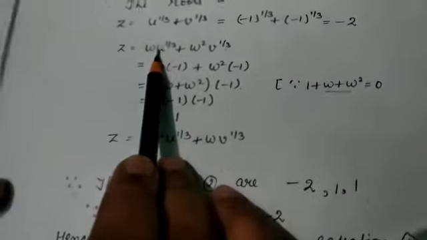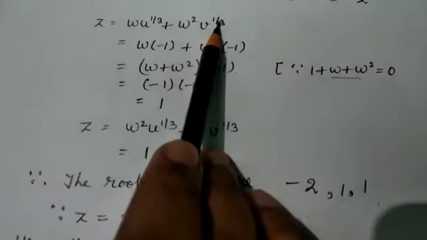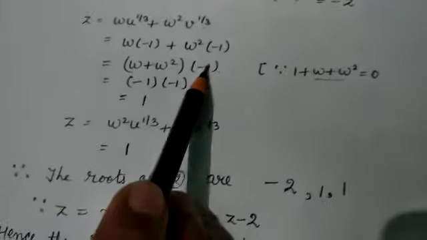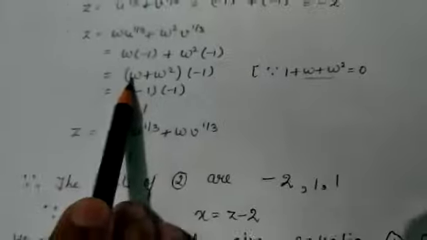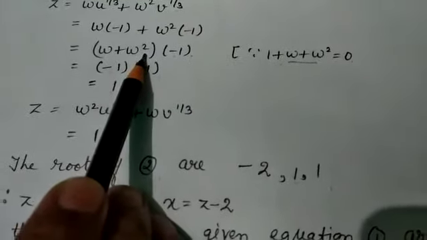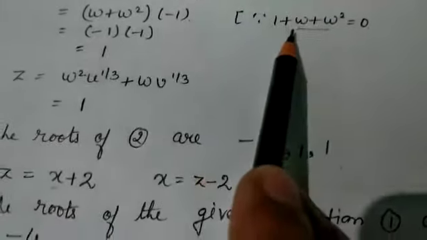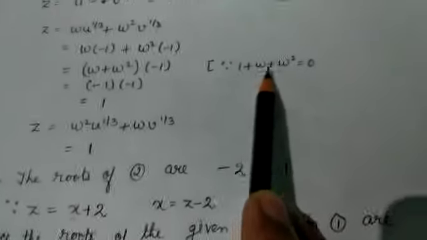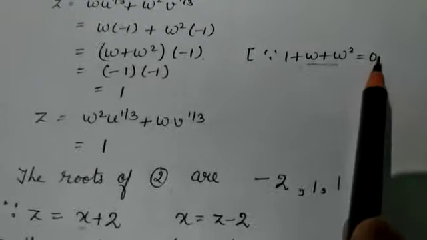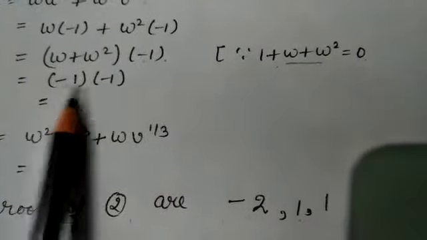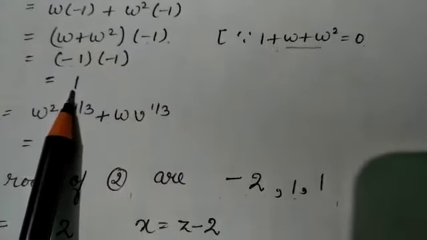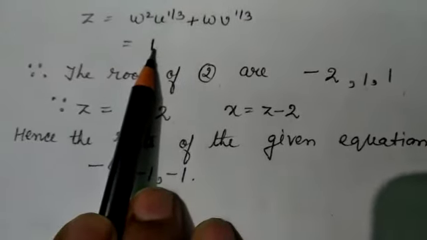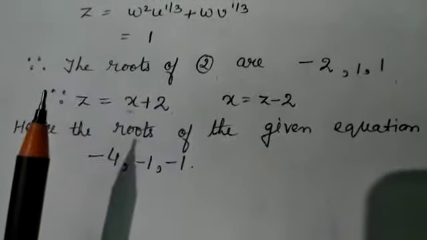So both values, u to the power 1 by 3 and v to the power 1 by 3, are minus 1. So if we take minus 1 common, here we will get omega plus omega square. And since we know that 1 plus omega plus omega square is 0, the value of omega plus omega square is minus 1. So minus 1 into minus 1 will give plus 1. Next value of z will also be in the same way, we'll get 1.